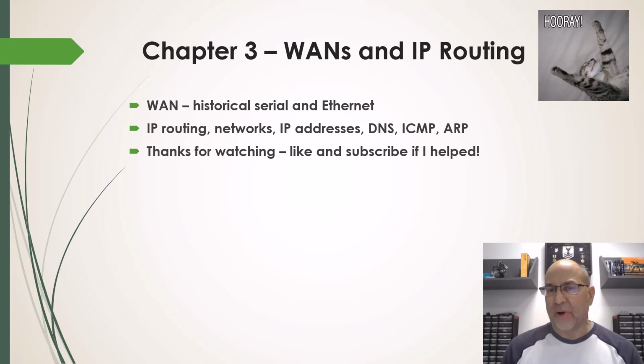So a WAN has a very historical sort of connection types. We think about serial connections, lots and lots of different kinds. But of course, today we talk about Ethernet WANs in a very similar context. And Ethernet certainly is considered a local area network protocol, but we use it out in the WANs all the time, mostly because of the distance that fiber can span. Of course, we talked about IP routing, networks and IP addresses, DNS, ICMP, and ARP, all part of networks, all part of operations that we do every single time we touch a machine and every single time we try to do something out on the web.